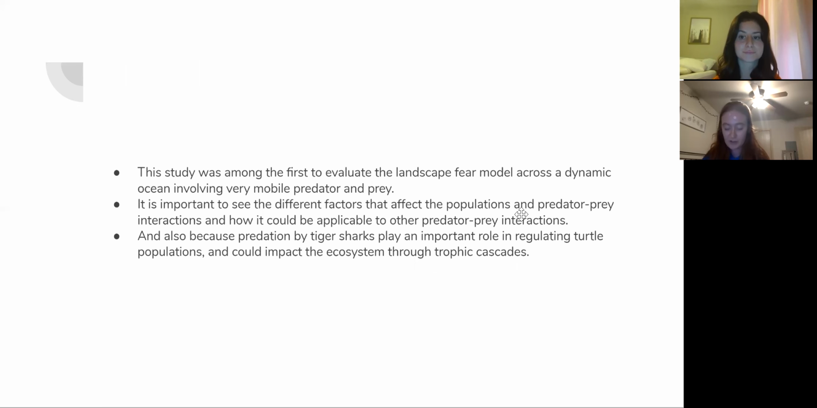And for the next slide, the study was important because it was the first to evaluate the landscape fear model across a dynamic ocean with very mobile predator and prey. And it's important to see the different factors that affect the populations and how it could be applicable to other interactions. And it's important because predation by tiger sharks plays an important role in regulating turtle populations and impacts the ecosystem through trophic cascades. That's all we have for this presentation.